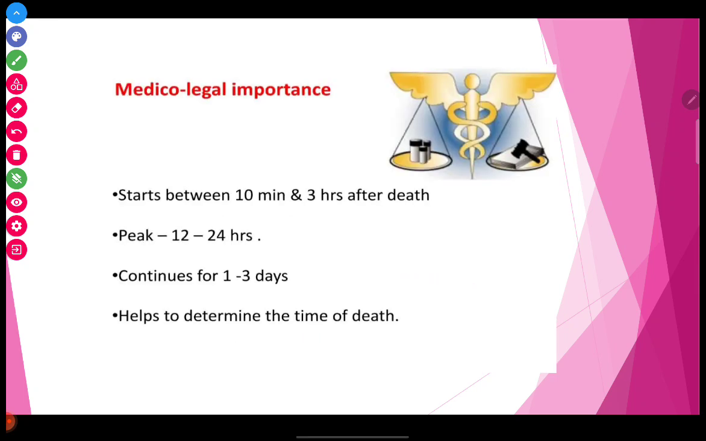Now what is the medico-legal importance? So this rigor mortis starts, as I already mentioned, 10 minutes to 3 hours after the death and it depends upon the environmental temperature. And it peaks at 12 to 24 hours and it can continue for 1 to 3 days. So by using rigor mortis, we can determine the time since death. So the medico-legal importance of rigor mortis is that it helps to understand the time since death. I think everybody is clear regarding this rigor mortis and its medico-legal importance.